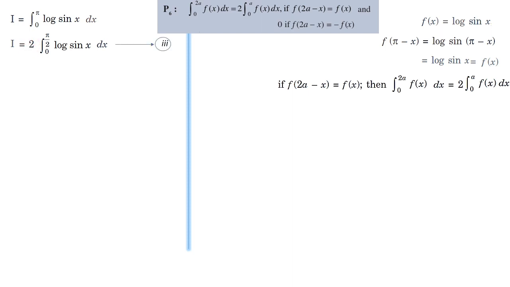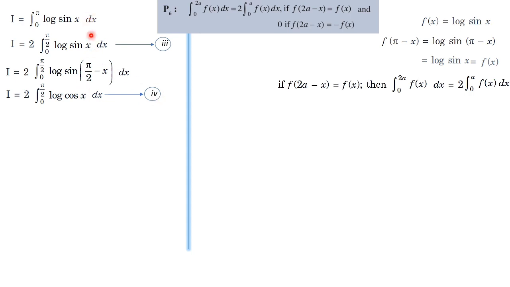Now what we have to do is, again the first property we have used, that we have to apply here. That is integral 0 to a f of x dx is equal to integral 0 to a f of (a minus x) dx. That is the property we are going to apply here once again. That is I is equal to 2 into integral 0 to pi by 2 log sin x, which should be replaced by substituting a minus x, that is pi by 2 minus x dx. Same property. That is I is equal to 2 into integral 0 to pi by 2 log sin(pi by 2 minus x), which is cos x dx. Now we can just mark it as equation number 4.